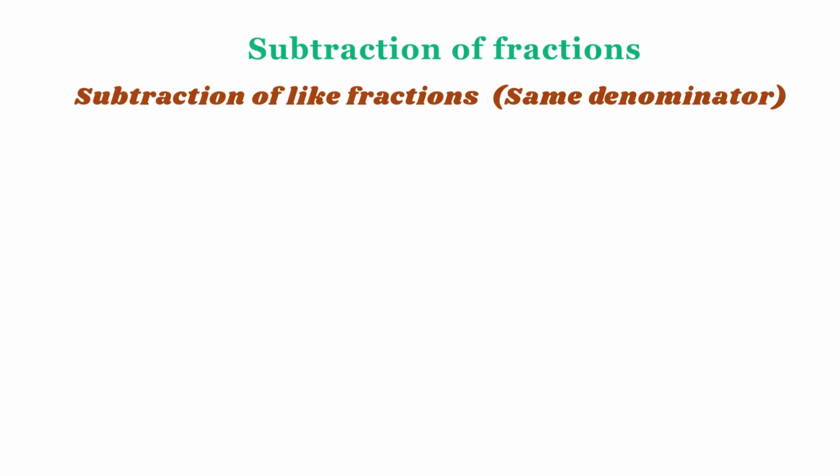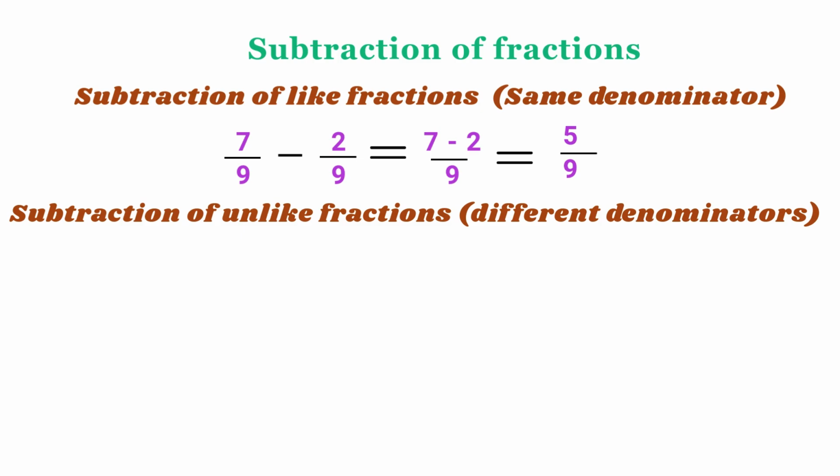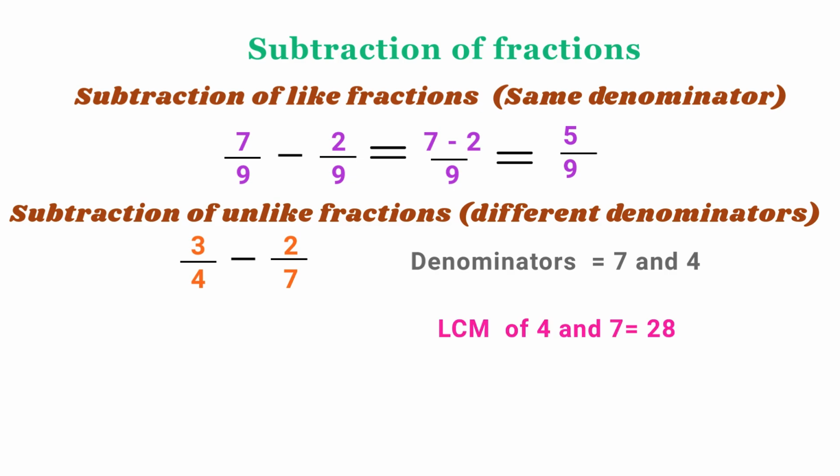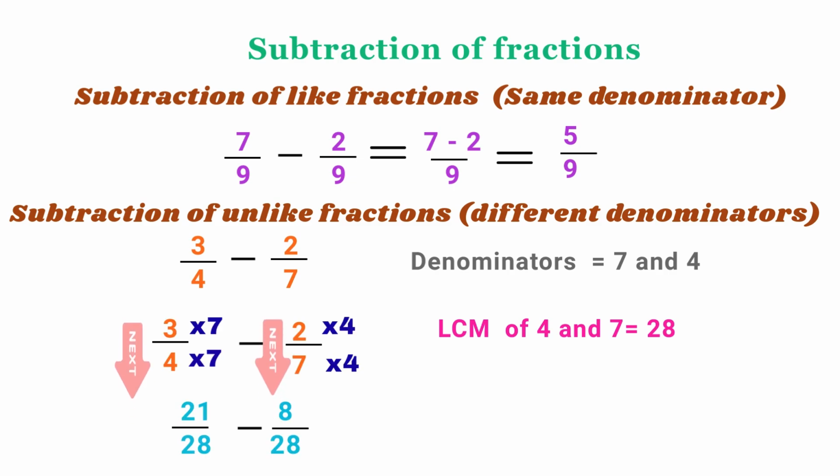Subtraction of fractions. Subtraction of like fractions. Keep the denominator same. Subtract only the numerators. Subtraction of unlike fractions. Step 1. Find LCM of denominators, 4 and 7. LCM equals 28. Step 2. Make equivalent fractions. Step 3. Subtract numerators.